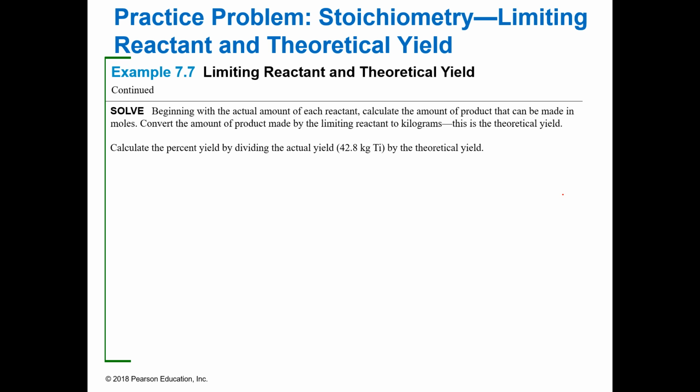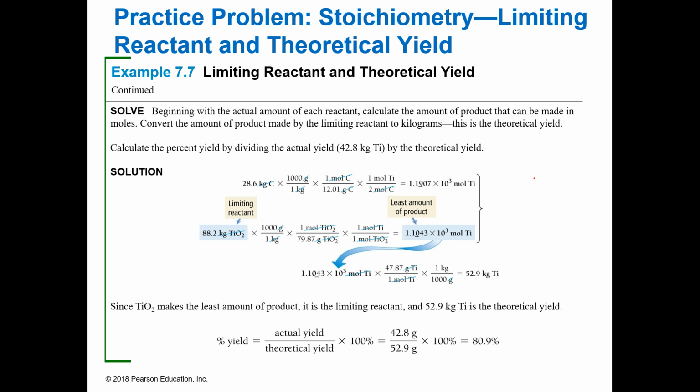All right, so let's do it. Here, if I set this up, you have 26 kilograms of carbon, go to grams, go to moles, go to the moles of titanium. You're left with 1.2 times 10 to the third moles of titanium. Do the same thing with the titanium oxide. You get to 1.1 moles of titanium oxide.